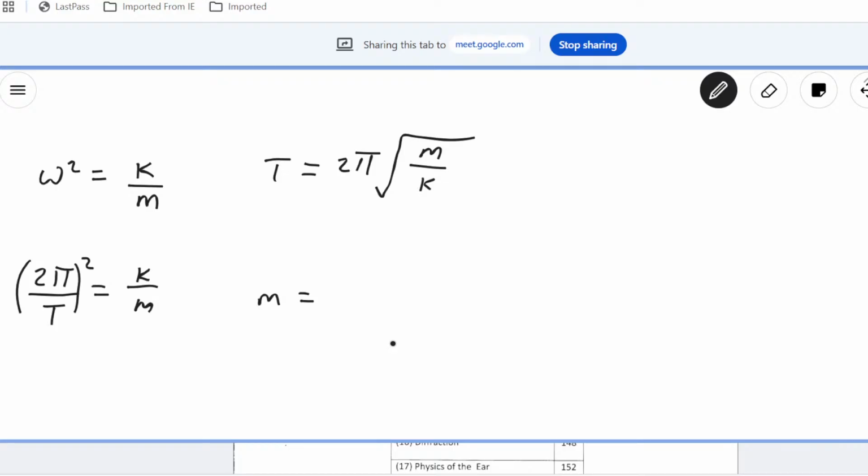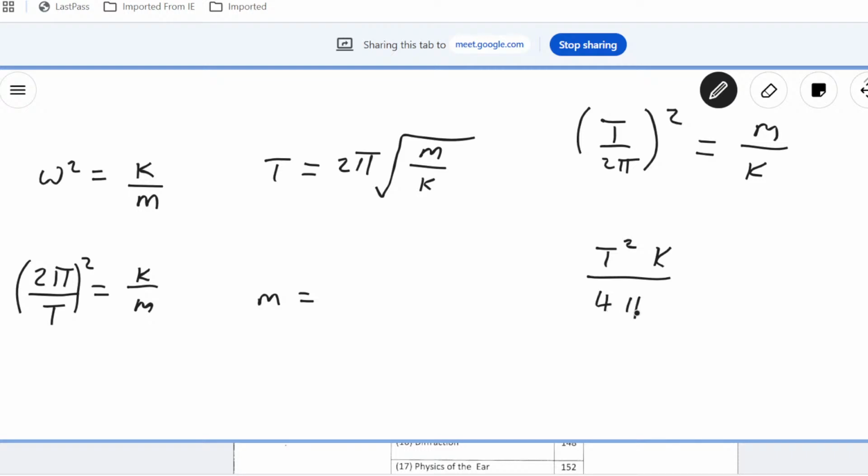You know, square both sides. So could I move the 2 pi? You could have T over 2 pi. Then square both sides, square to get rid of the square root of m over k. And then throw k over, multiply.